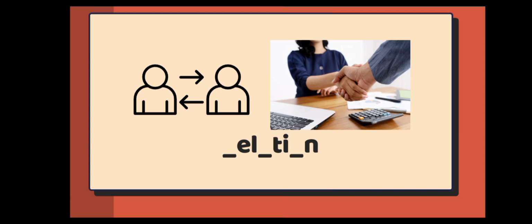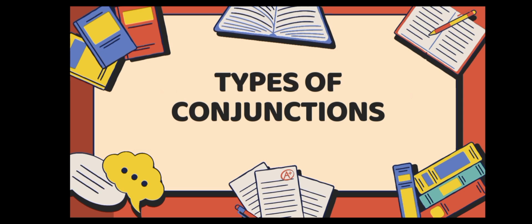Let me reveal it to you anyway. The answer is relation. Very good, guys. I'm sure everyone already knows what topic I am about to discuss today. So together with me, let's do a countdown as I reveal the topic. 3, 2, 1, go. It's types of conjunctions.